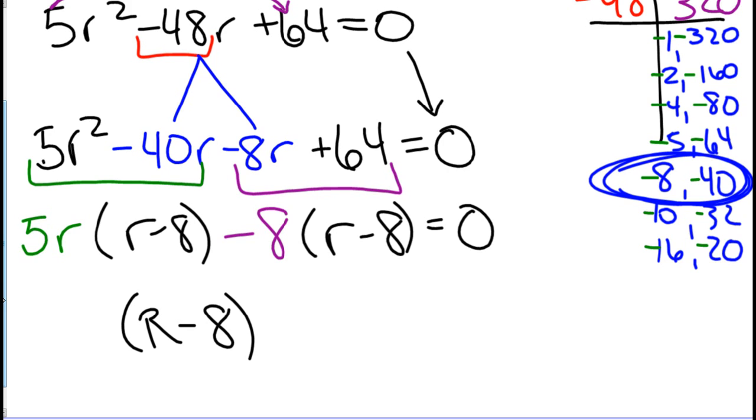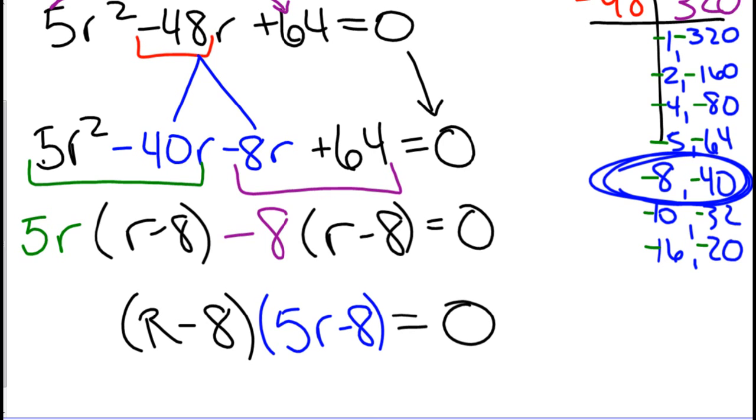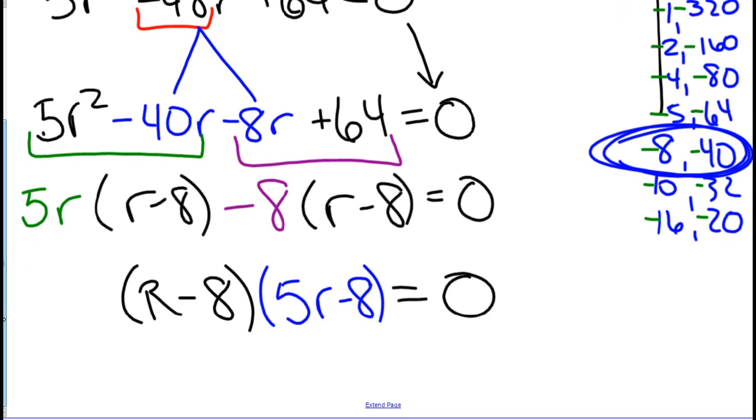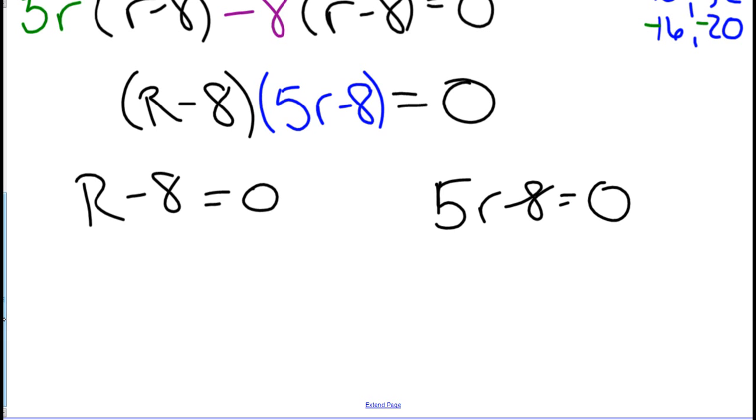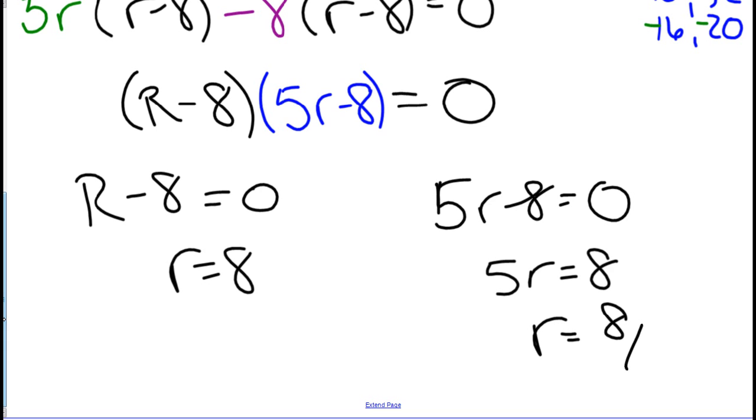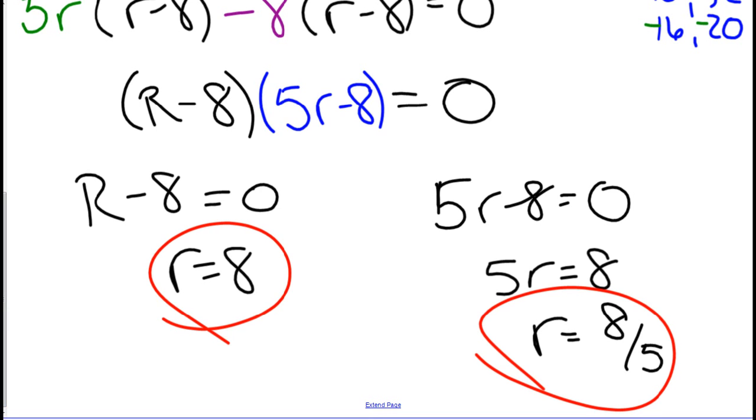And then, of course, everything that is left over, my 5r minus 8, gets its own set of parentheses, and that still equals 0. So at this point, all we have to do is split our two groups up, and I will have r minus 8 equals 0, and I will have 5r minus 8 equals 0. Over here, I get r equals 8, and over here, I get 5r equals 8, or r equals 8/5. So we have a quadratic equation with two real number solutions.